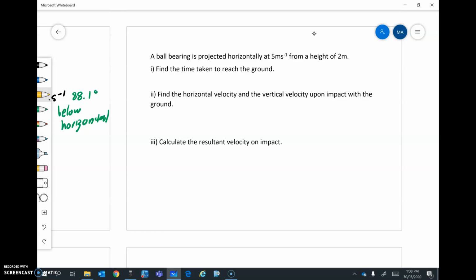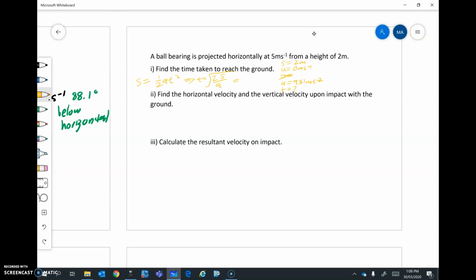So the time taken to reach the ground. Well, we can use SUVAT to do that one. S, U, V, A, and T. So we want to find the time. It's accelerating at 9.81 meters per second squared, and from a height of 2 meters, starting at a speed of 0 meters per second. Okay, now you might remember that this means that the displacement is equal to half AT squared, so that rearranges to T equals the square root of 2S on A.